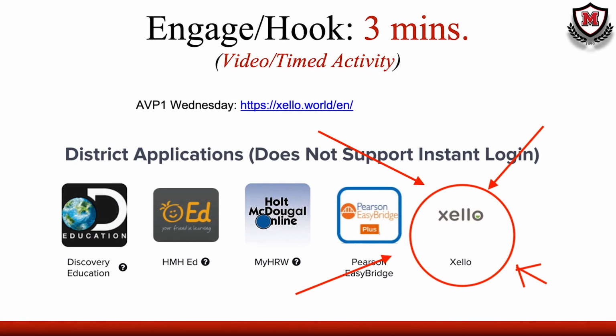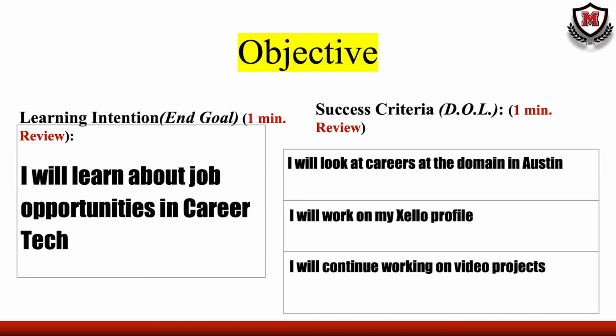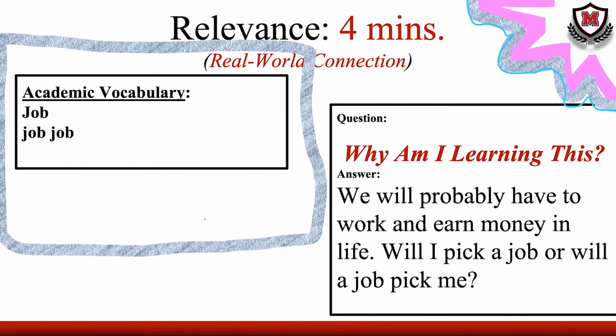So Digital Citizenship Week was in the middle of last month. Xello is something students were using to look at what career might fit for them. Looking at job opportunities in career tech, job opportunities at the Austin Domain. We worked on Xello. We got video projects going on.